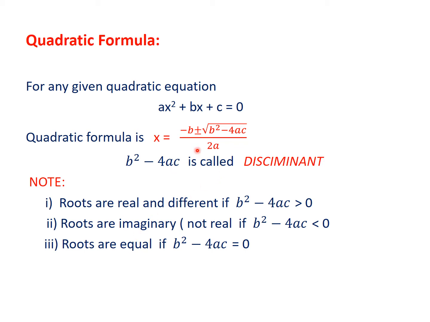Further, this quadratic formula x equals to minus b plus minus under root b square minus 4ac over 2a, we use this formula frequently in many cases where factorization is not possible. Derivation of this formula is not included in CIE syllabus, so I don't want to discuss this. Just we have to learn and apply this formula again and again.